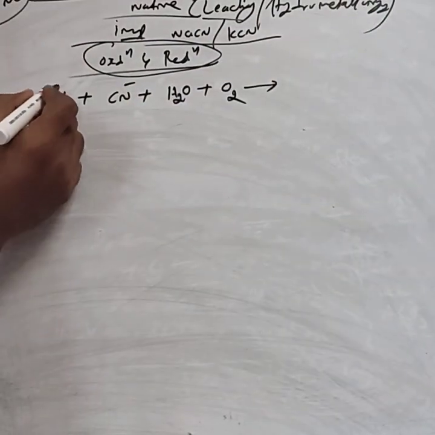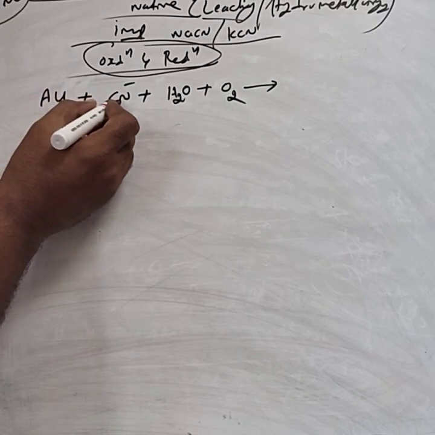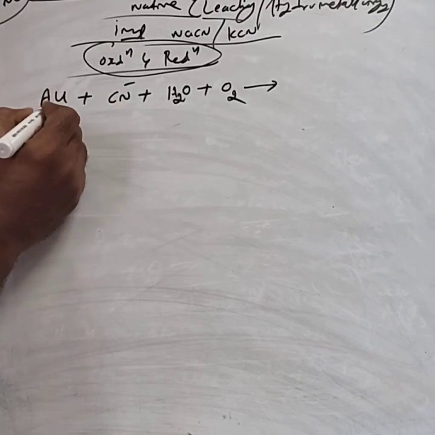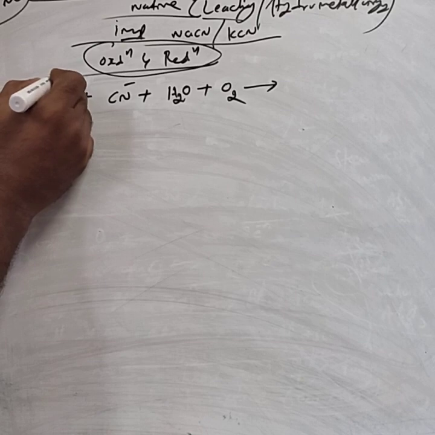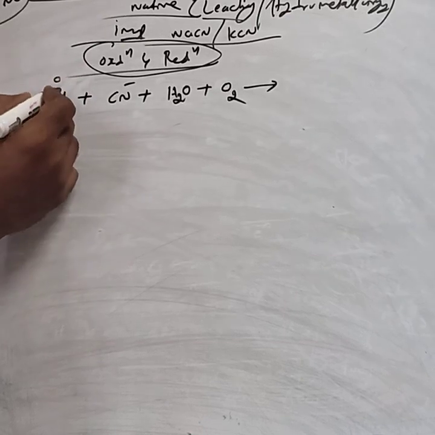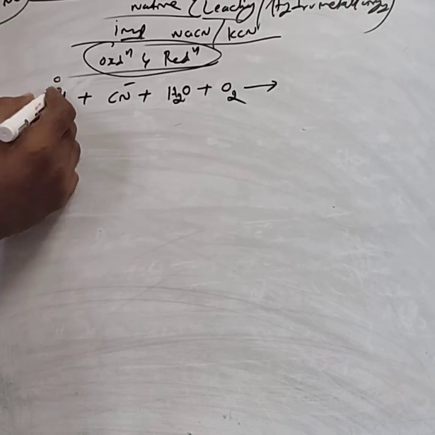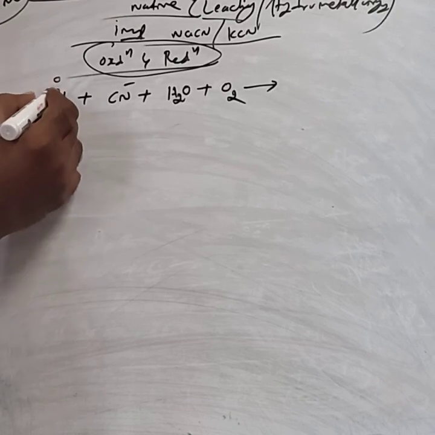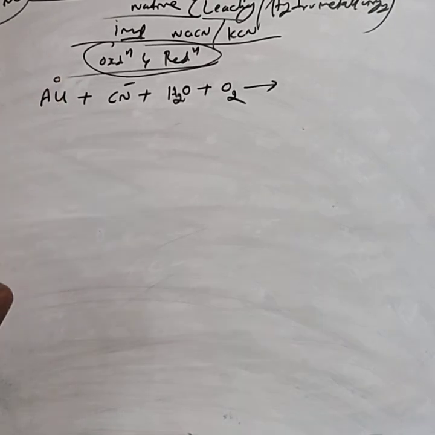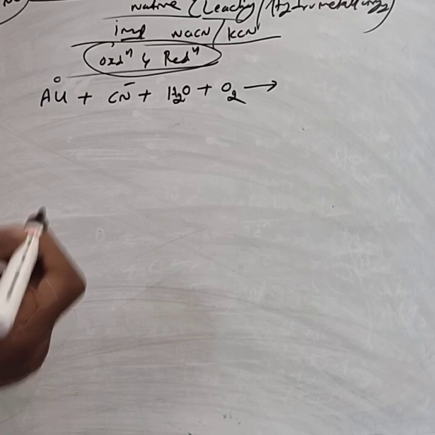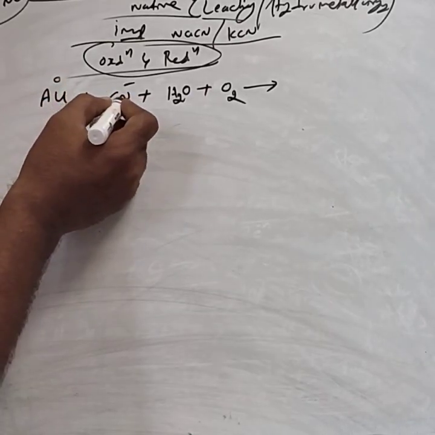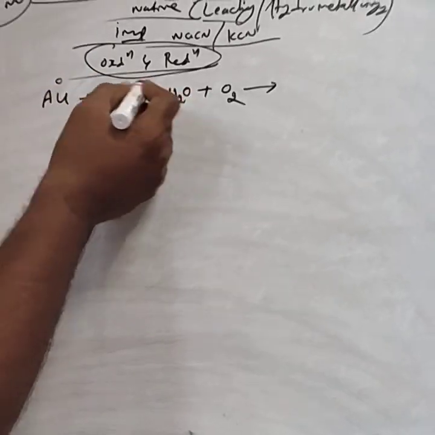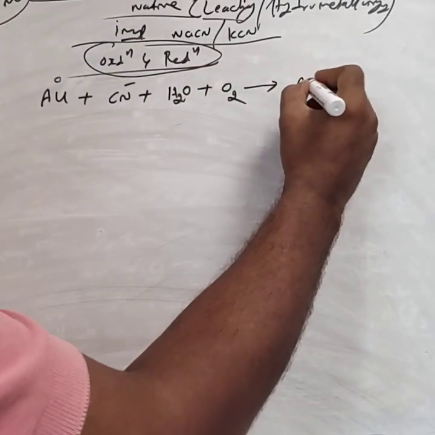Only pure metal gold dissolves in the cyanide solution. Gold is in the free state, so its oxidation state is 0. In the first year, we learned that many elements present in the free, uncombined state have oxidation state taken as 0.